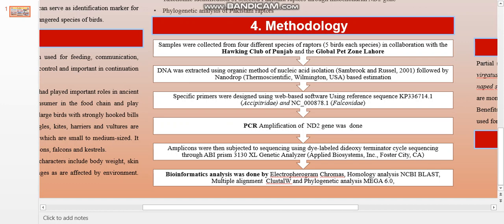Then the DNA was extracted using organic method of nucleic acid isolation, followed by the NanoDrop quantification. After that, the specific primers were designed using web-based software. The reference sequences are given. The PCR amplification of the ND2 gene was done. Amplicons were then subjected to sequencing, and after that, the sequences were subjected to bioinformatic analysis, which was done by different methods such as electropherogram Chromas. Homology analysis was done by using NCBI BLAST. Multiple alignment was done using ClustalW, and the phylogenetic analysis was done by using MEGA 6.